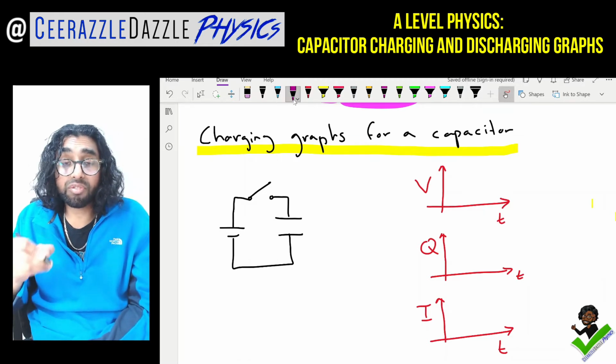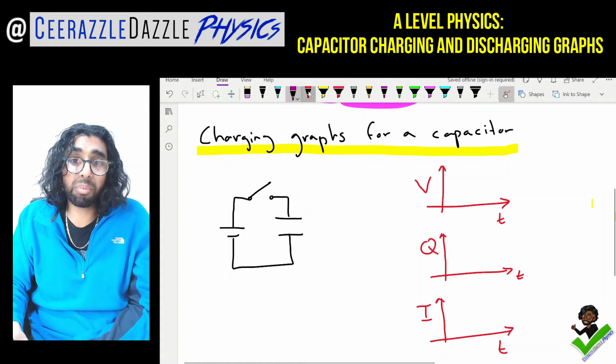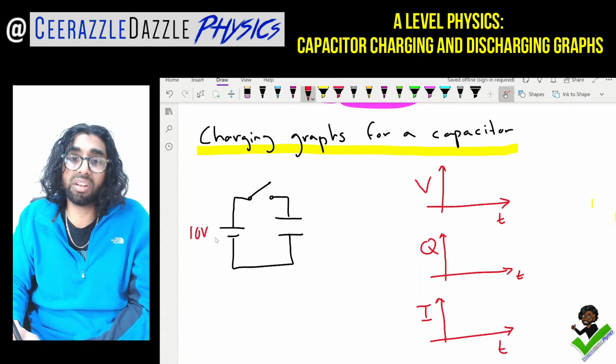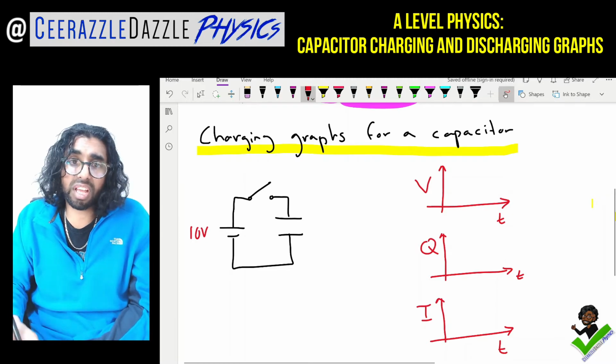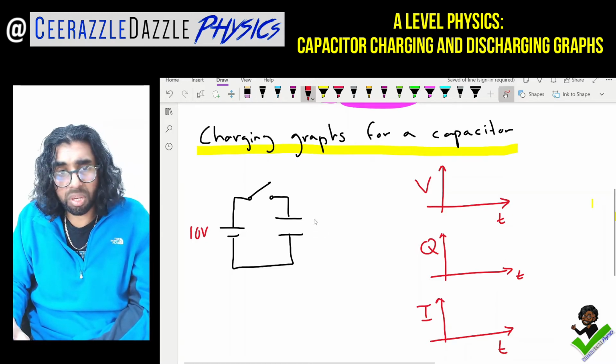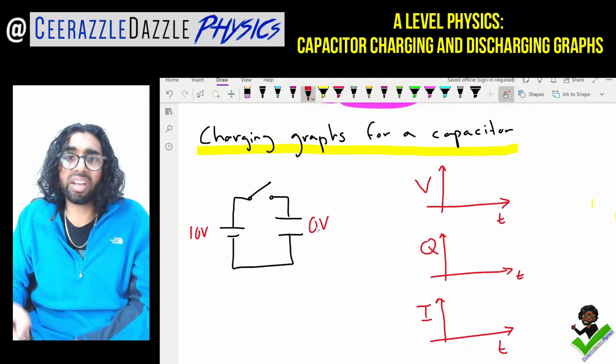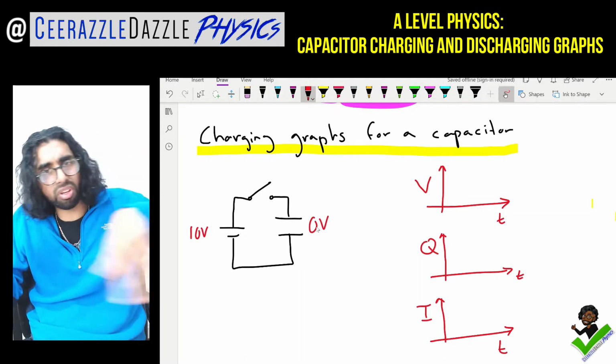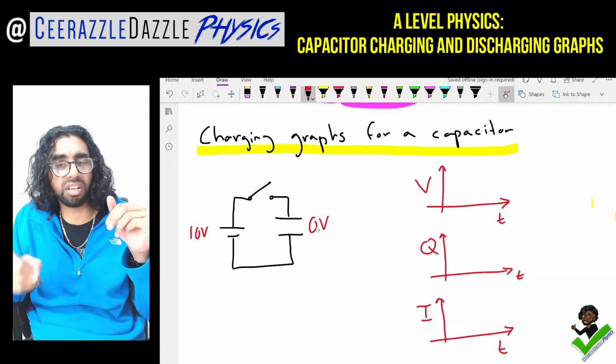Right, okay, so first of all, we're going to do it quite slowly. Let's put 10 volts going in. 10 volts going in, and obviously if the circuit's open, nothing's going to happen. And the voltage across the capacitor is 0 volts at the start. Why? It's not charged yet. None of the charge has been able to build up on the capacitor itself.